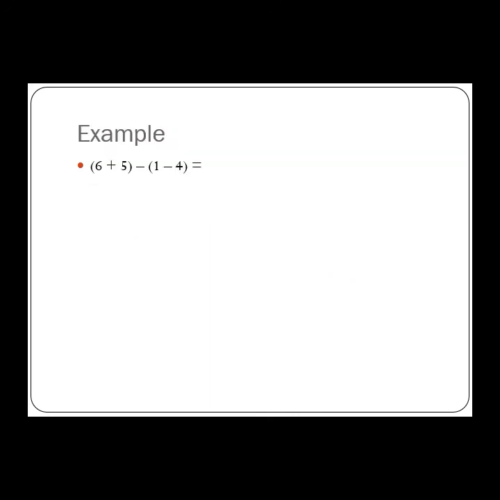Here we have parentheses. So 6 plus 5 is 11. 1 minus 4 is negative 3. 2 negatives are really a positive. 11 plus 3 is 14. I have to do the division first. So this is 12 plus 11, and we get 23.